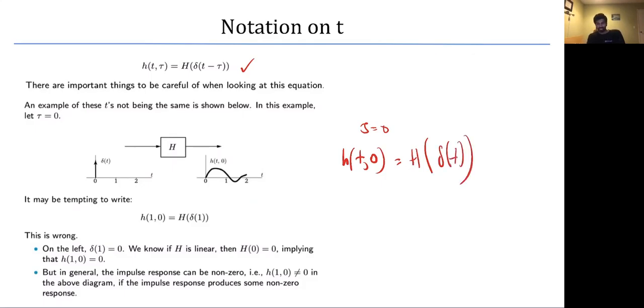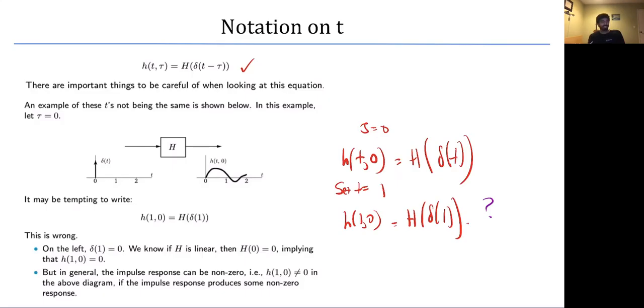So it might be very tempting to therefore say that set t equal to 1, and therefore you write h of 1, 0 equals h of delta of 1. Okay. So the question is, is this right or wrong? Is this fair to write?